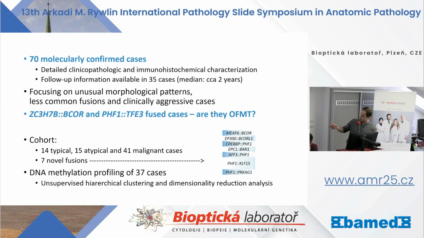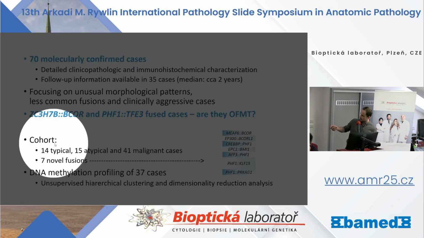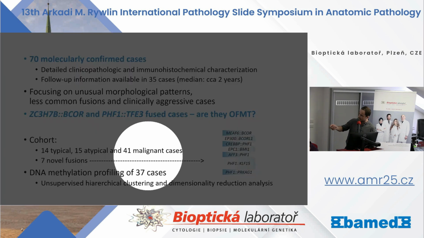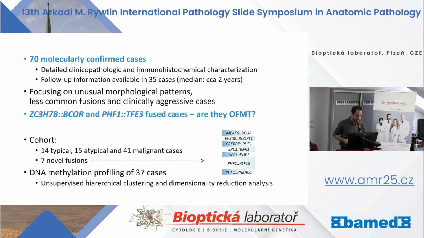So this is our cohort. We have an unusual number of malignant cases. This is not a normal population. We were asking our friends for cases, especially cases with TFE3 and B-core fusion, so this is not a normal population. This is significantly skewed for malignant examples. We found a bunch of novel fusions, but nobody really cares today. It's not anything interesting anymore, I think.